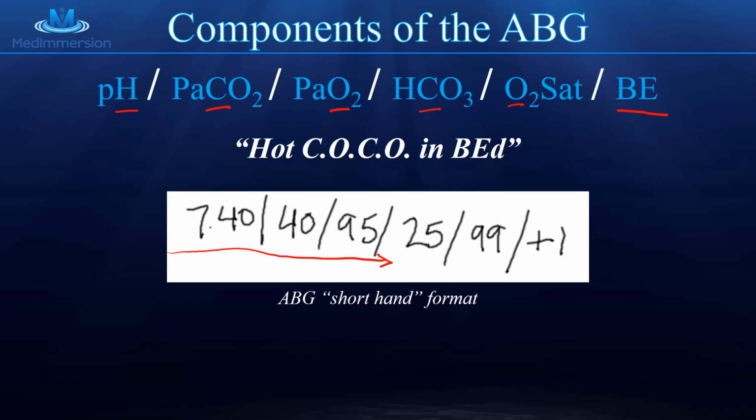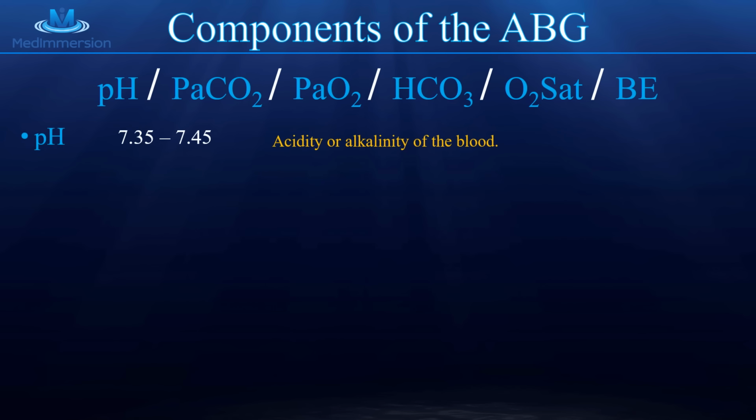Let's jump into each one of these numbers and talk about what they mean and also what their normal values are. Starting off with the first value, this is the pH. This is the direct measurement of the acidity or alkalinity of the blood. And the normal values are between 7.35 and 7.45. And I like the numbers 3.5 and 4.5 because you see those numbers in the normal values of a lot of different laboratory tests. Like for example, in the BMP, okay? The normal sodium value is between 135 and 145, or the normal potassium is between 3.5 and 4.5. So you can use 3.5 and 4.5 over and over again to memorize normal values.